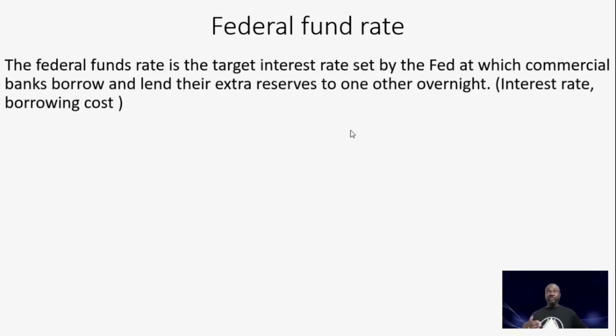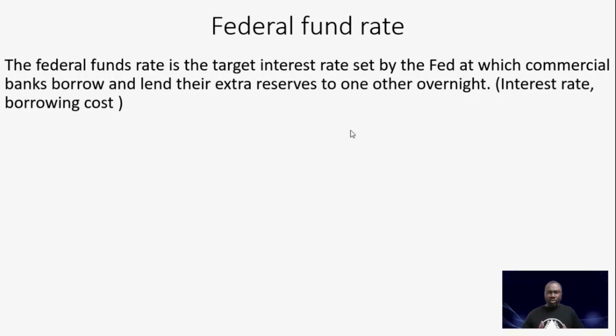So, the federal fund rate is the target interest rate set by the Federal Reserve, the Fed, at which commercial banks borrow and lend their extra reserve to one another overnight. We call it interest rate. It is the borrowing cost of money. So when the Fed sets that interest rate, commercial banks let other banks borrow the reserve at a rate. Okay, that's the price. That's the cost for borrowing money.